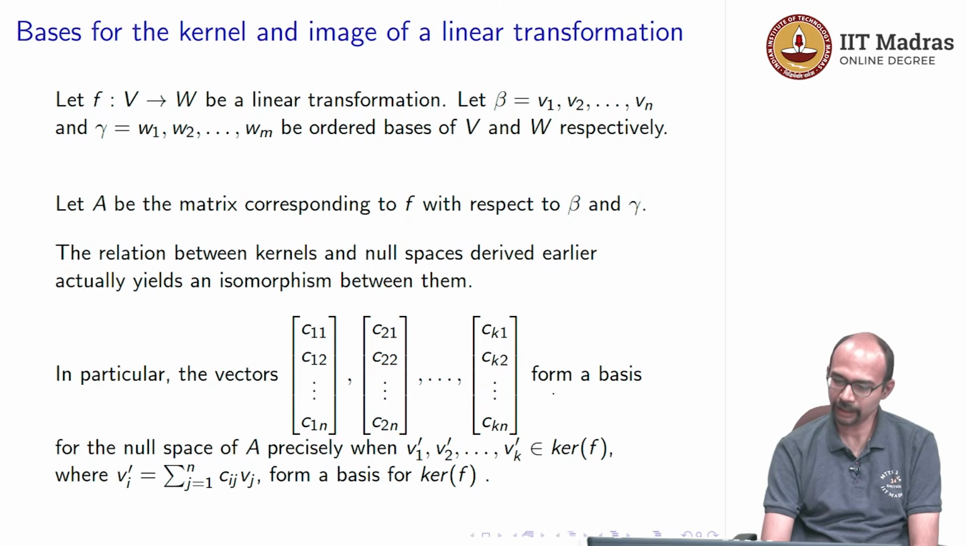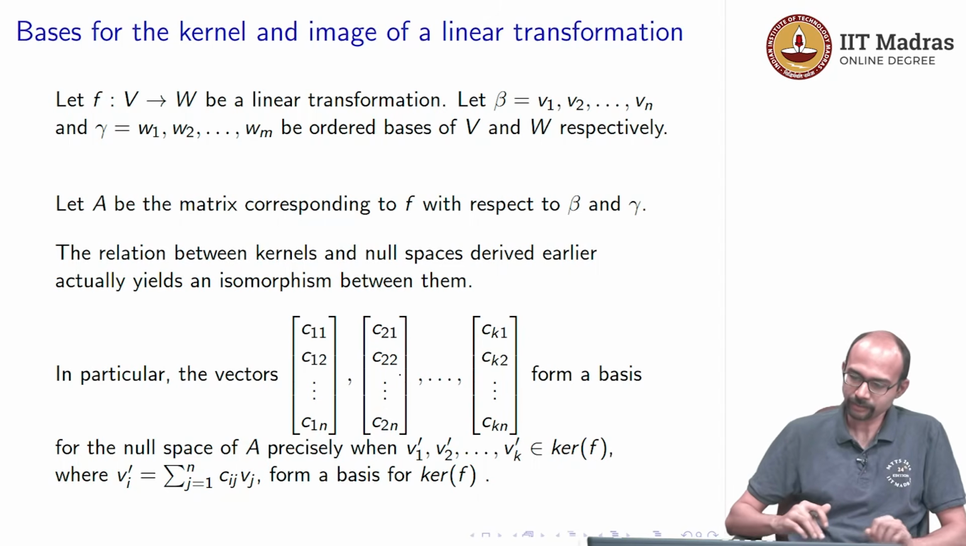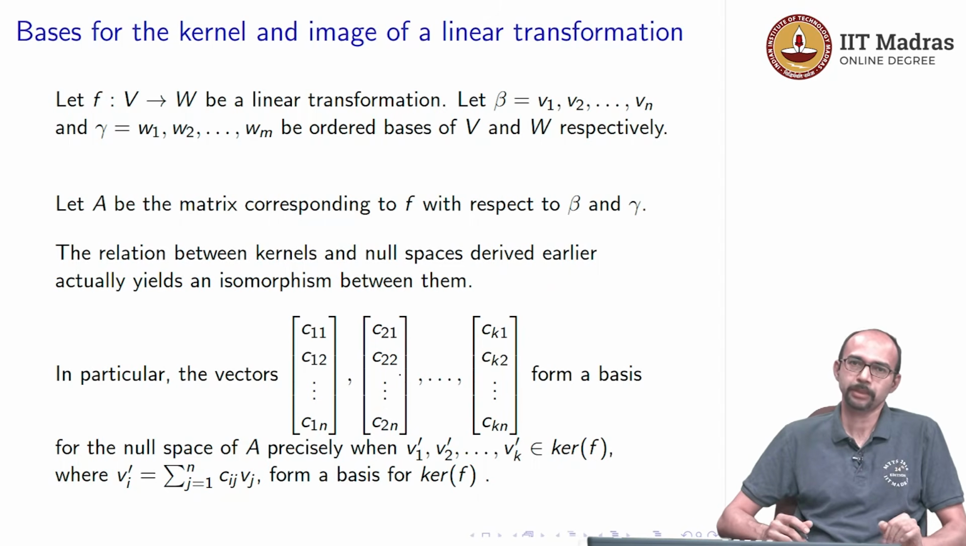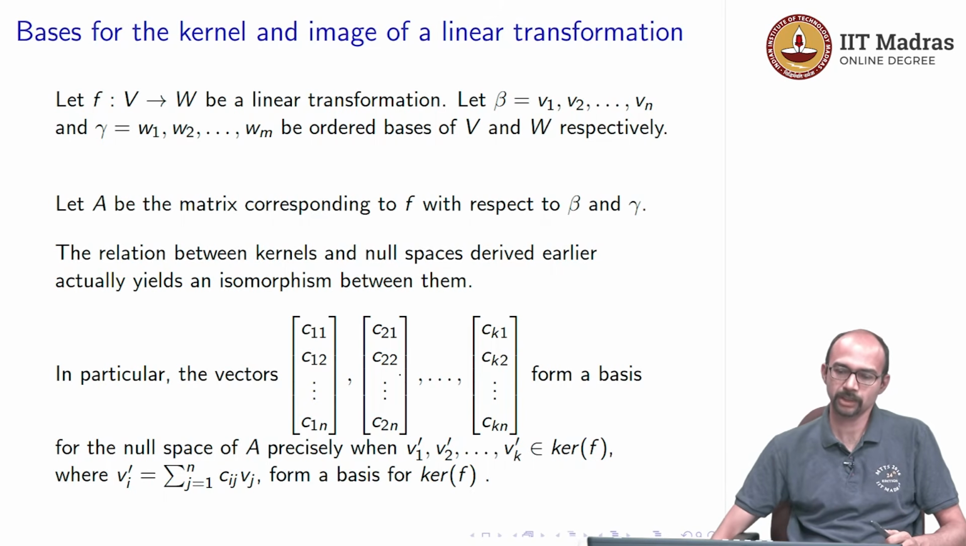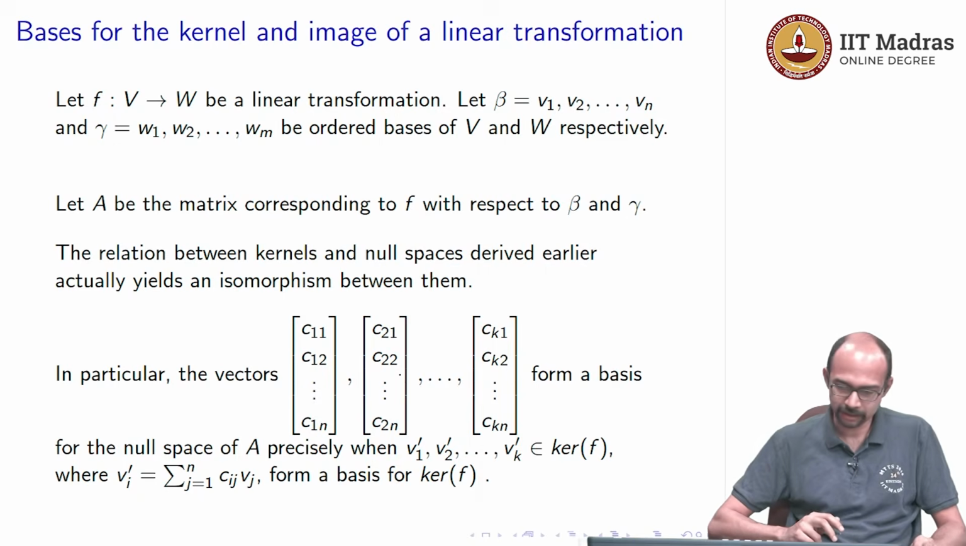And what is the relation between Vi's and Vi primes and these columns? The coefficients of Vi prime when expressed in terms of Vj are exactly the jth entries of the ith vector in this collection. Okay. So, in other words, what is the main point? The main point is I can read off a basis for the kernel if I know how to get a basis for the null space, and indeed we do know how to get a basis for the null space.